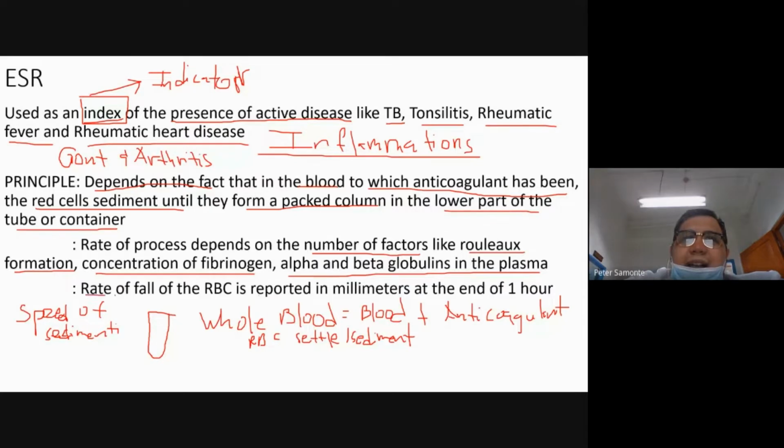Now, this is the rate of fall of RBC and is reported in millimeters at the end of 1 hour. So imagine this would be your tube na gagamitin nyo sa ESR. Maglalagay kayo ng blood dyan, then you would wait for an hour, and kung saan nyo makita yung line na nagsettle yung RBC nyo, that would be your ESR to be reported. I will show that to you later. Any questions?